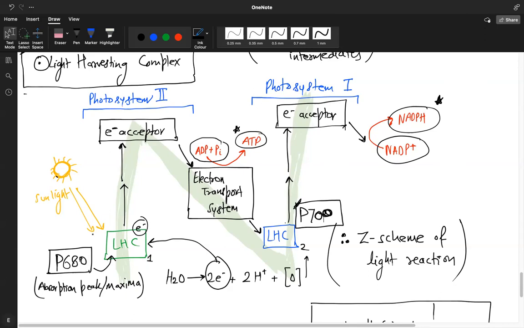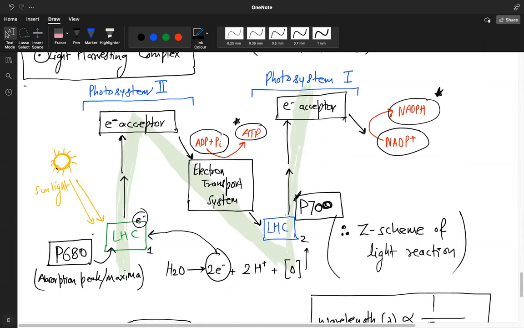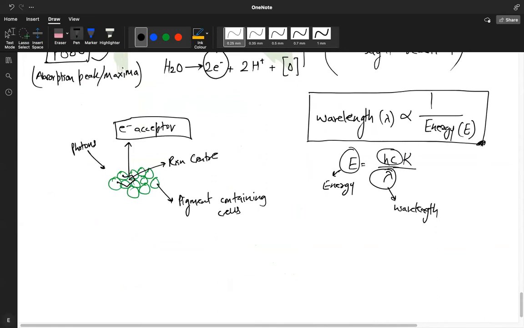And you should also know that out of all the pigments that I have taught you, only chlorophyll A is in the reaction center. This reaction center that we were talking about contains only chlorophyll A, not B, not xanthophylls, not carotenoids. Everything else is present in other cells.